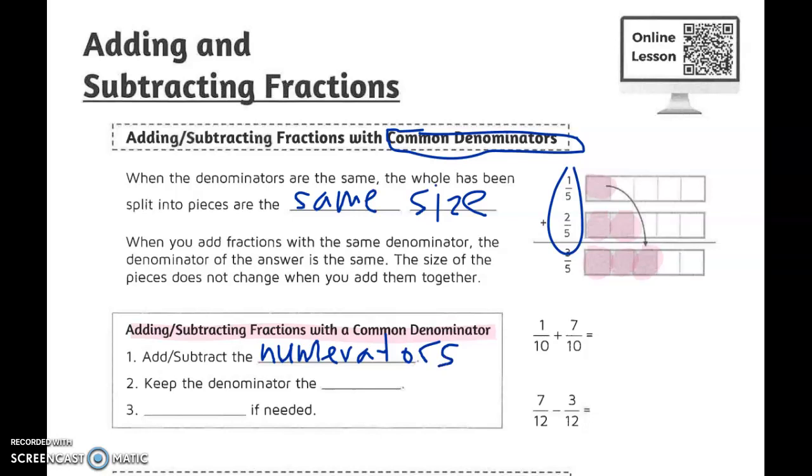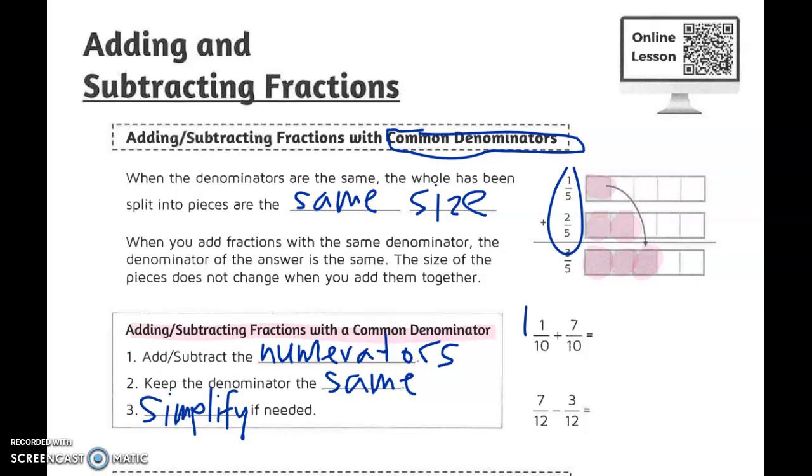Then you would keep the denominator the same. We've already talked about that. The denominator just will stay the same. And then the last step will be to simplify if needed. We'll do some examples of that as well. So let's look over to our two examples here.